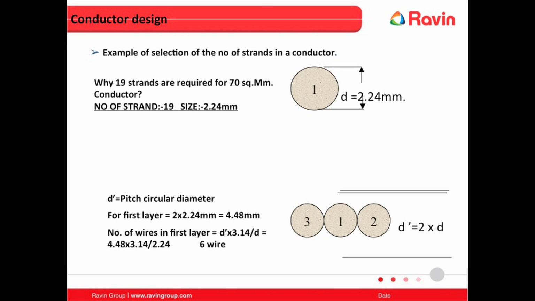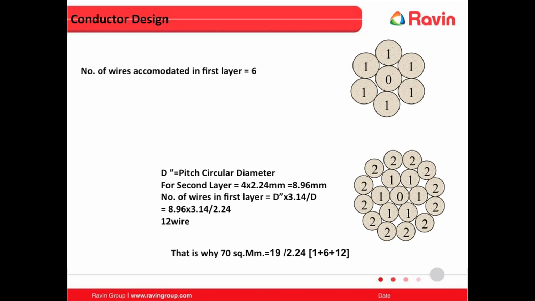Conductor design and number of strands play a very important role in determining the life of the cable and the losses in transmission of electricity. A bad cable can cost you very heavily in terms of excess power consumption. If we take an example of a 70 square mm conductor design with a 2.24 mm wire diameter, a construction of 19 wires is recommended.